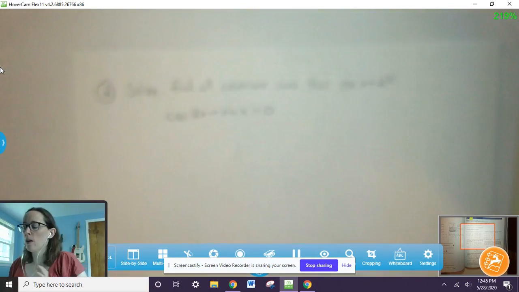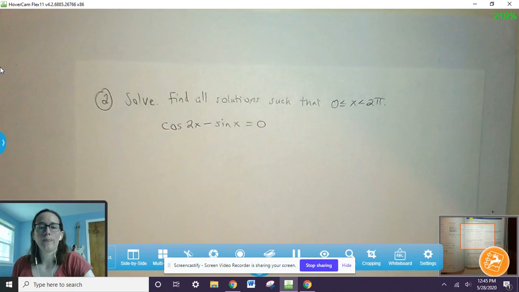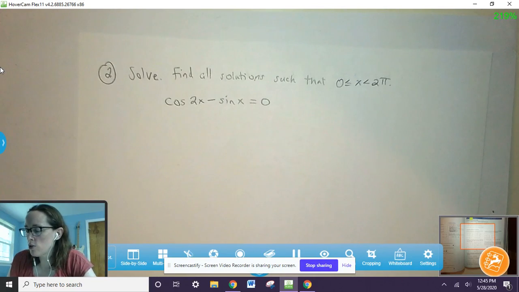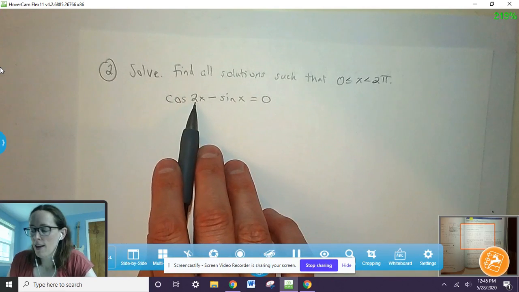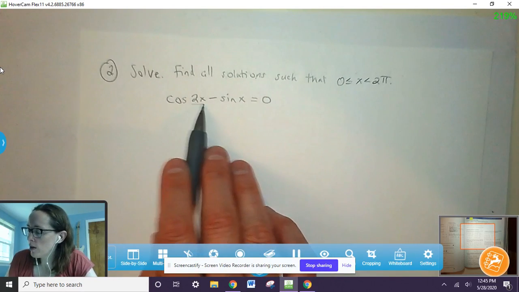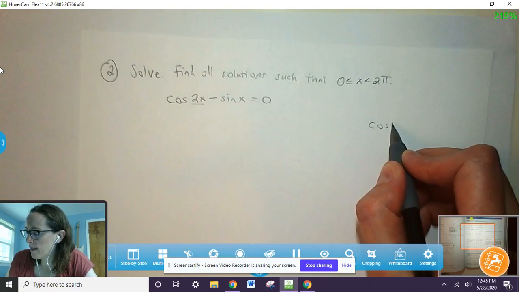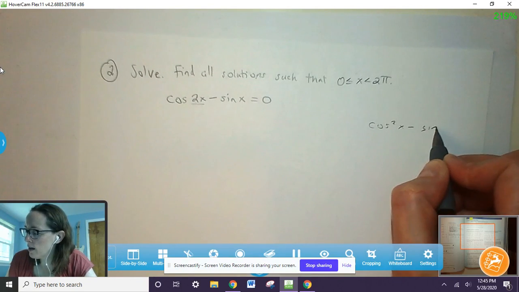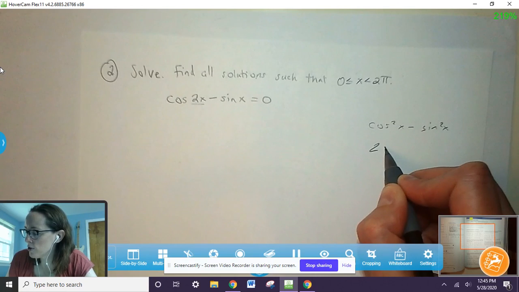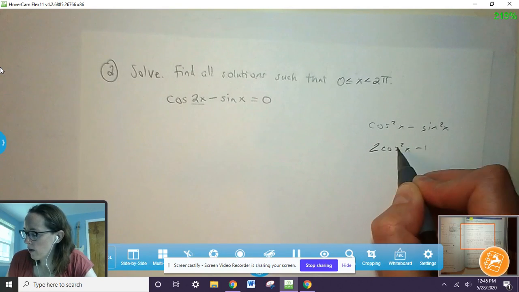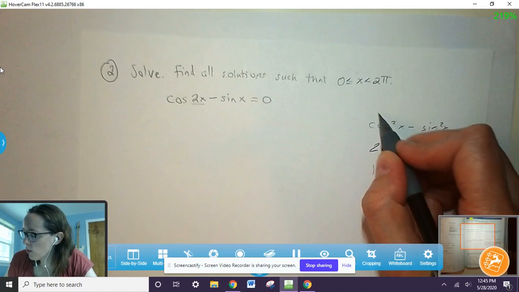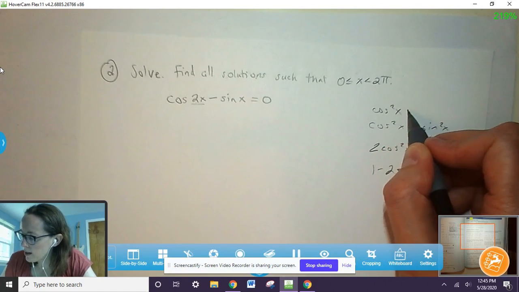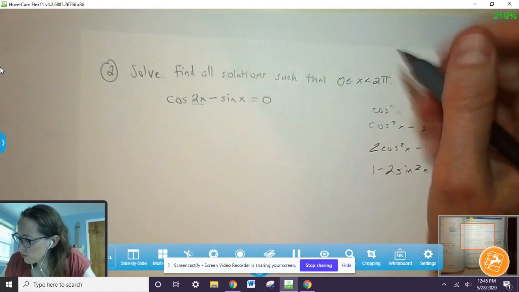Here's the next one. We're going to solve another equation. This time we have cosine 2x minus sine x. That's not squared, that's cosine of 2x. And we see a double angle, so we want to apply a double angle formula. Now, for cosine there are 3 versions of that formula that we derived. So we have to pick what we think is going to be the appropriate version of this formula.